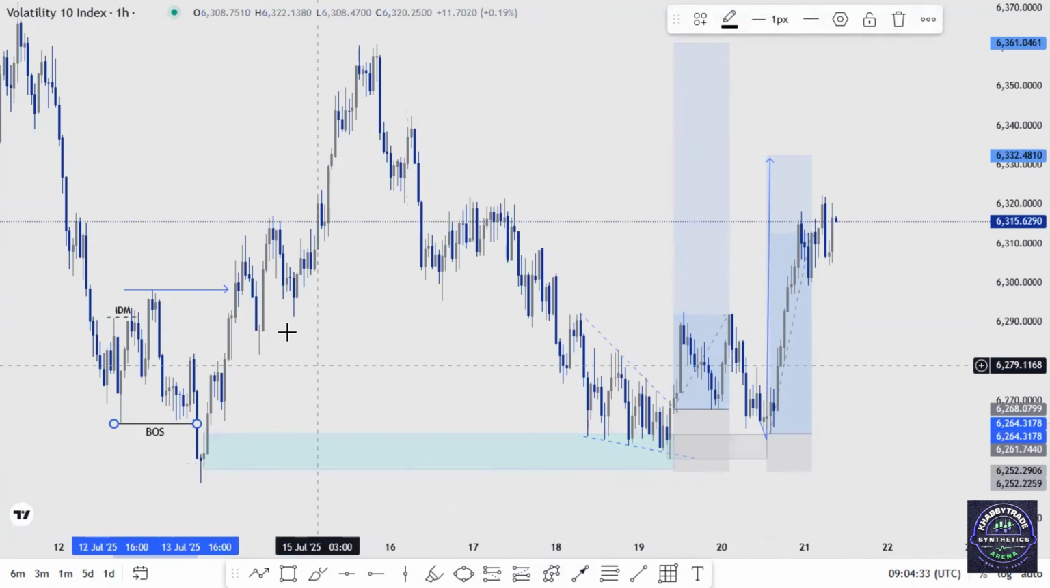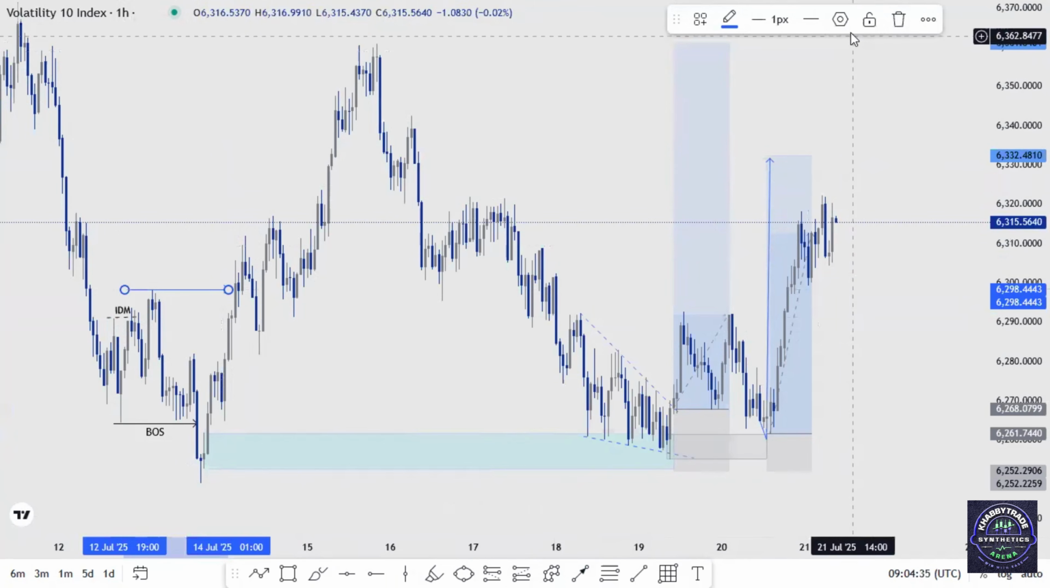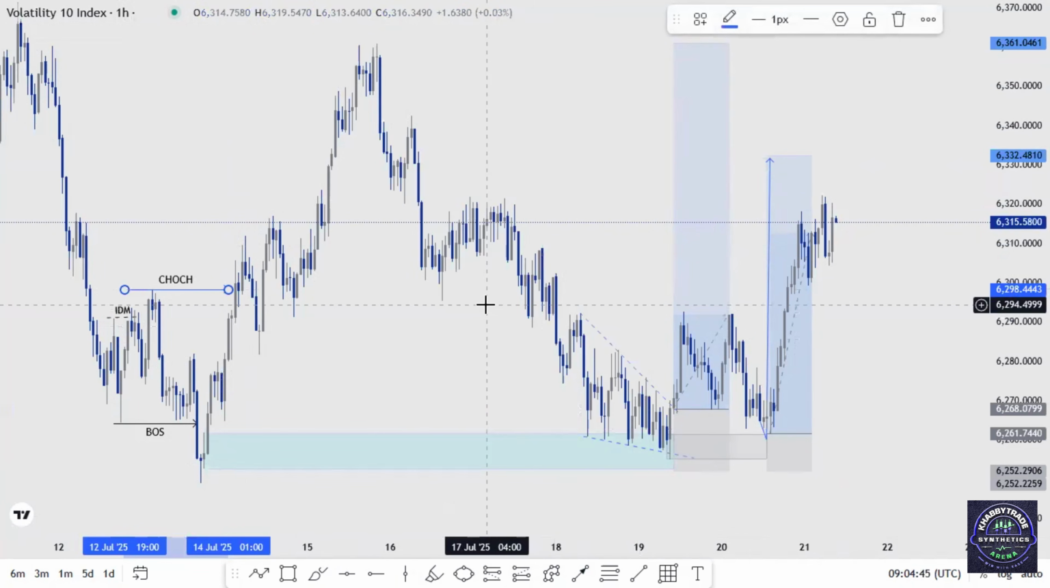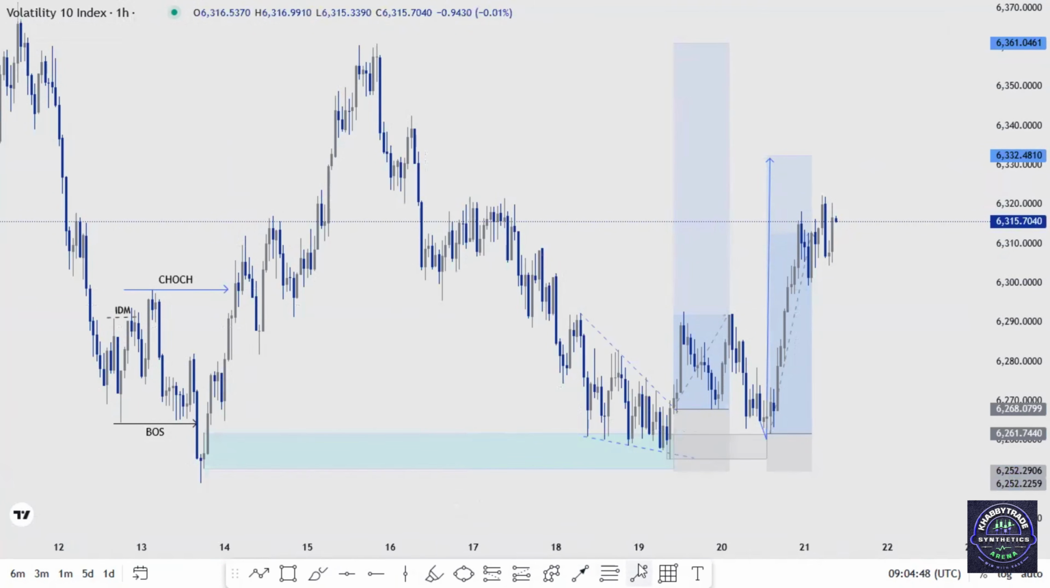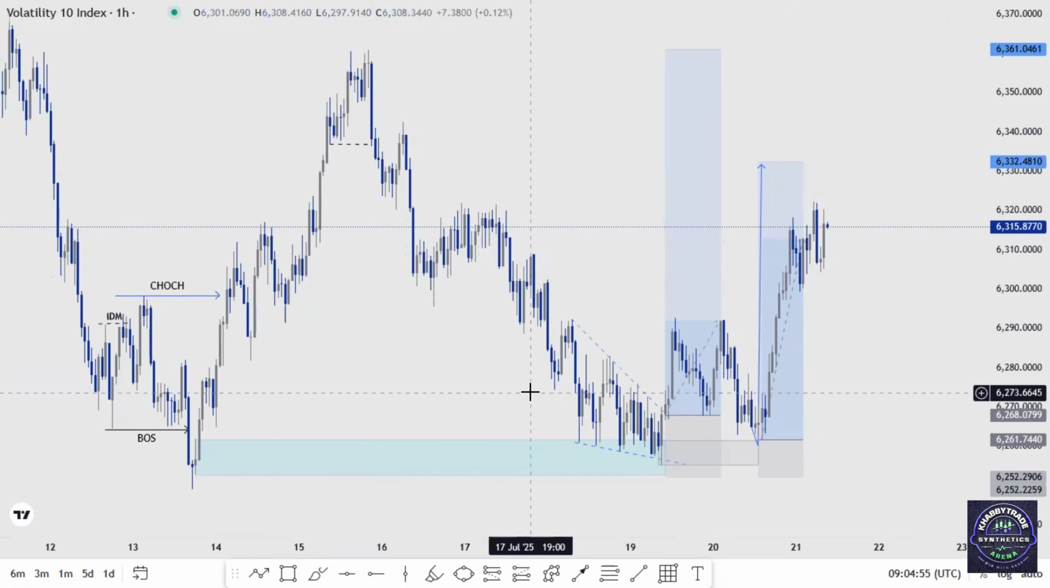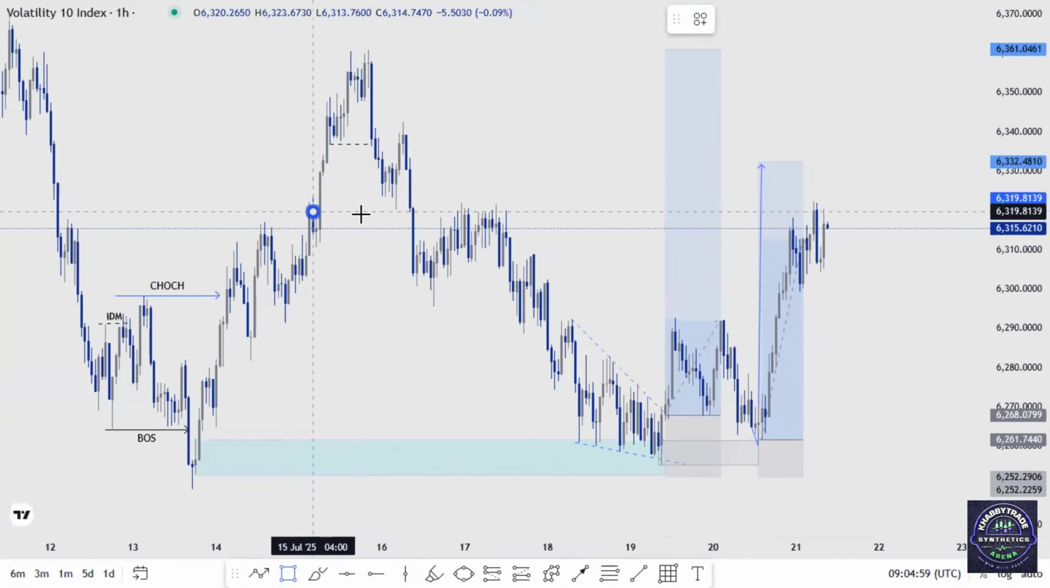We had our change of character over here. So this was a change of character and not a break of structure. We shifted from bearish to bullish, and after the change of character, we had our inducement over here. Now after inducement, we look out for our point of interest. So this is our first point of interest over here.